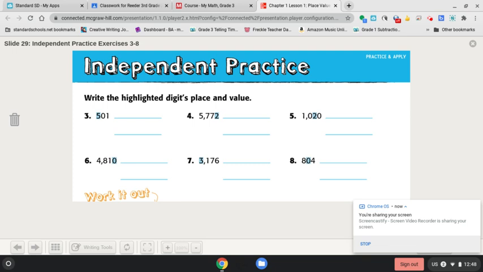So now what I want you to do is number 4, 5, 6, 7, and 8 on your whiteboards. Go ahead and pause. Remember, you're going to look for the place of the highlighted number, and then you're going to write the value of that number. So go ahead and pause and do that on your whiteboard. And then after you have paused, go ahead and push play and continue, and you'll see your answers and you'll be able to check your work.